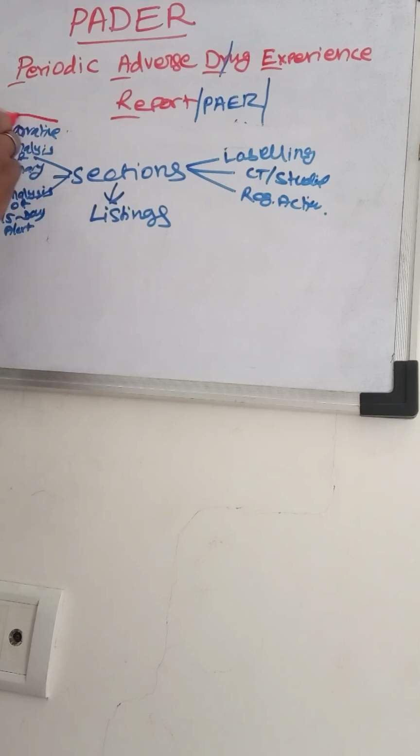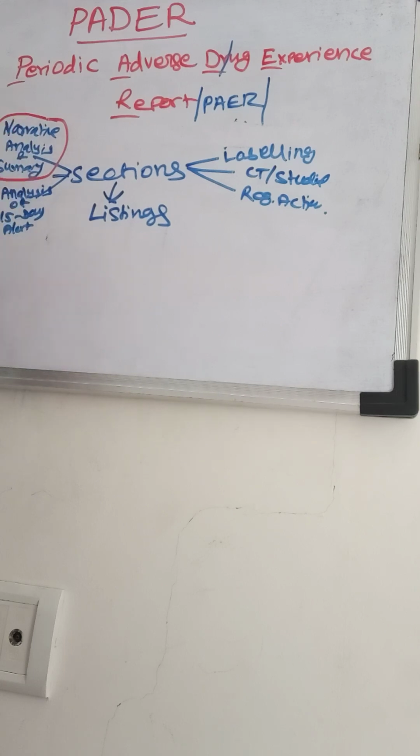The first section should focus on narrative analysis and summary. Here they will focus on how many cases got reported, how many were expedited and how many were non-expedited, and how many 15-day alert reports they have received. It's a summary of the serious cases, the non-serious cases, how many from HCP, and those case details would be provided as a summary.